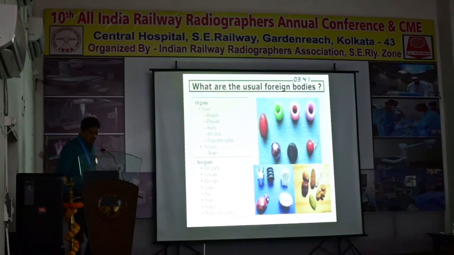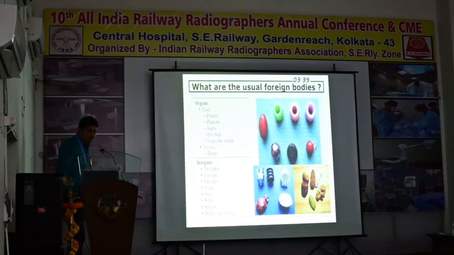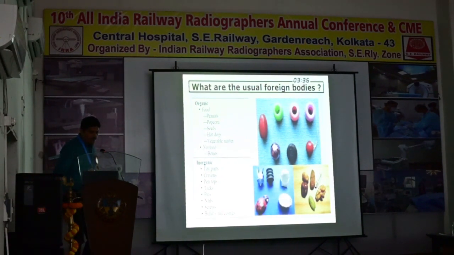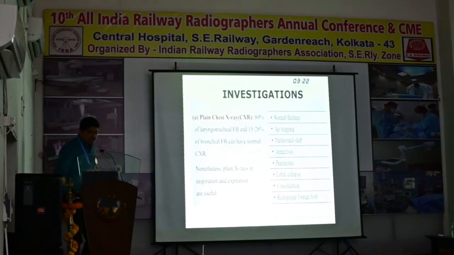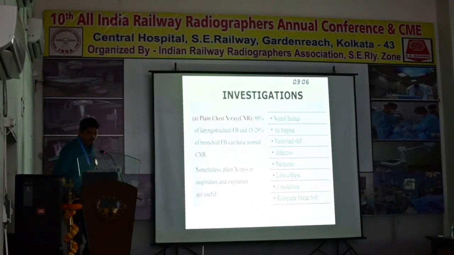What are the usual foreign bodies? Organic: food, peanuts, popcorn, seeds, hot dogs, vegetable matter, bones. Non-food or inorganic: toy parts, crayons, paper, tacks, pins, nails, screws, bullets and so on. Investigation: normally a plain chest X-ray. 80% of laryngeal foreign bodies and 15 to 28% of bronchial foreign bodies can have a normal X-ray.